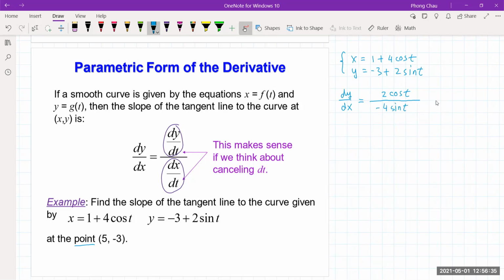So when you simplify, it's really negative 1/2 cosine t over sine of t. If you like, you can combine it into a new function, cotangent of t. You don't have to do that, but you can put it in cotangent. Now, once you have this derivative, you can find the slope.